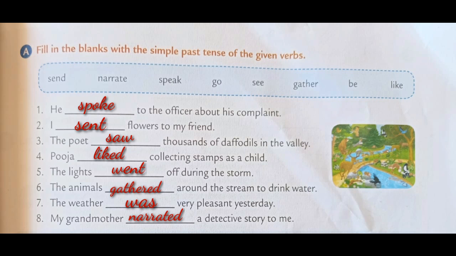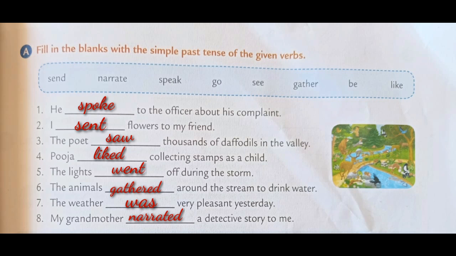Fourth one, Pooja liked collecting stamps as a child. Here, like changed to liked. Then fifth one, the lights went off during the storm. Here, go changed to went. Sixth one, the animals gathered around the stream to drink water. Here, gather changed to gathered.